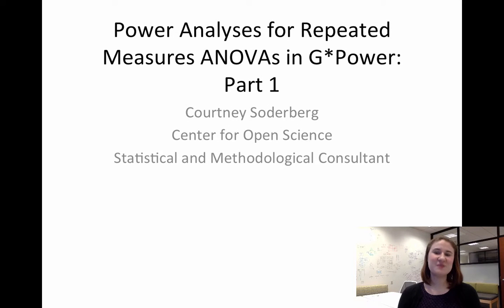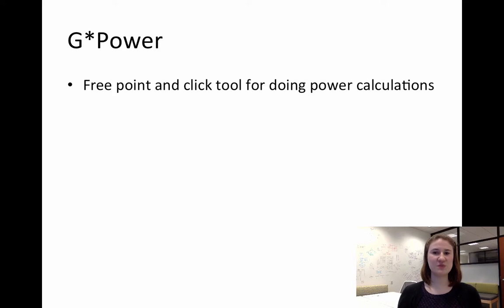Hi everyone, this is part one in a two-part series on power analyses for repeated measures ANOVAs, specifically on how to do them using a program called G-Power. G-Power is a free point-and-click tool that is used for doing power calculations.